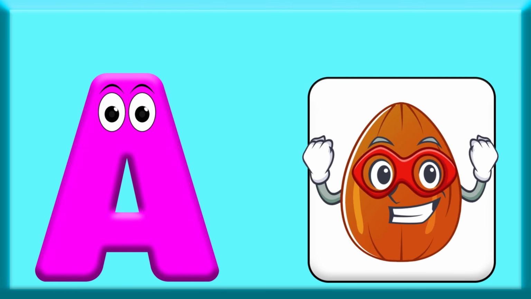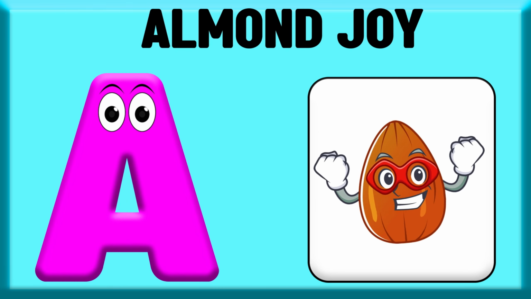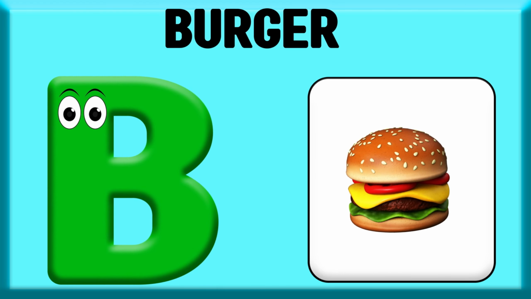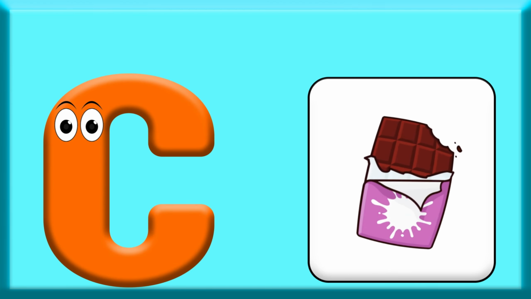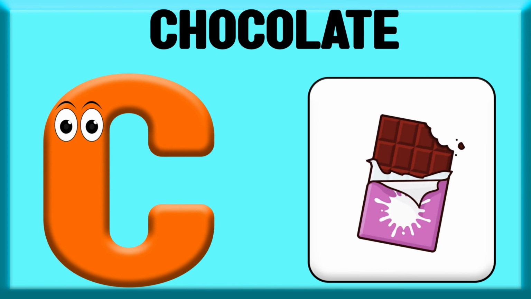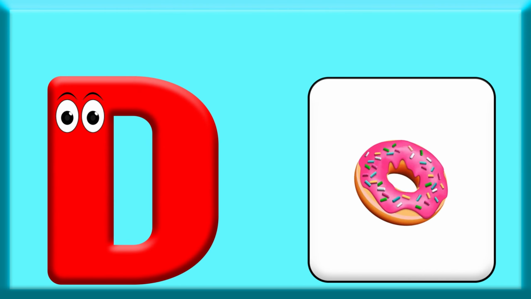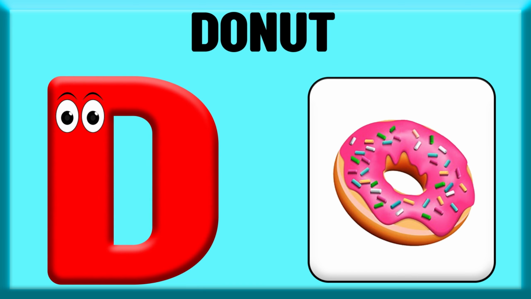A is for almond joy. Almond joy. B is for burger. Burger. C is for chocolate. Chocolate. D is for donuts. Donuts.